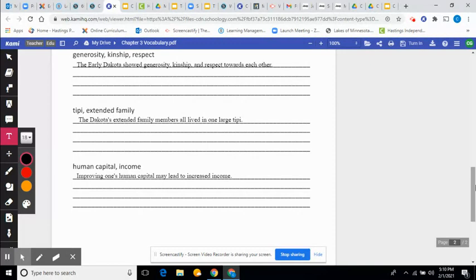The big thing I want you to get in the habit of when typing or writing your vocabulary sentences is, 1, make sure it starts with a capital. 2, make sure it ends with a period. Develop those habits now so that you don't have to fix them as you get older. But also think about what the terms mean and how you are going to put them into a sentence so that it applies to what we're learning, the early Dakota.